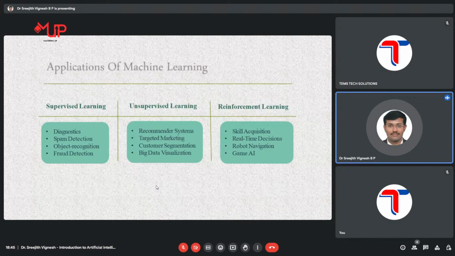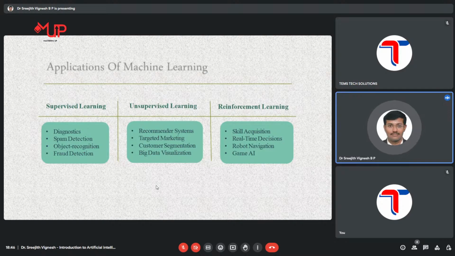So, applications of machine learning algorithms: you could find supervised learning used for diagnosis, spam detection, object recognition, and fraud detection. Object recognition is being implemented in sensors, right? On seeing this kind of application area, you'll be able to understand what kind of learning methodology is being adopted in these systems.